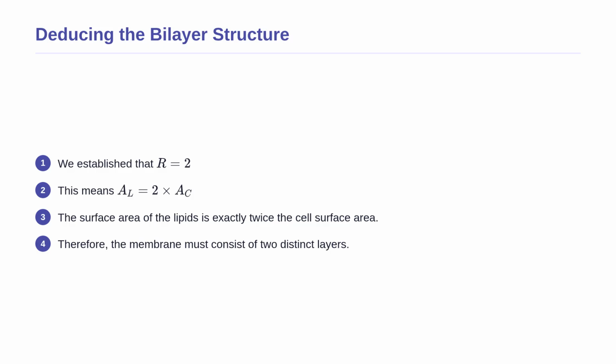If you have enough material to cover a sphere twice, that material must be arranged in two distinct layers. This intuition is exactly how humanity discovered that the cell membrane must be a lipid bilayer, meaning it is two layers thick. This foundational proof connects directly to the more complex models that followed.